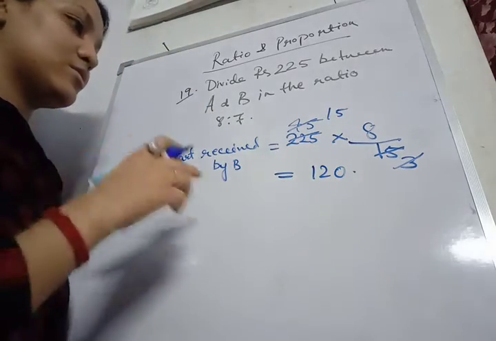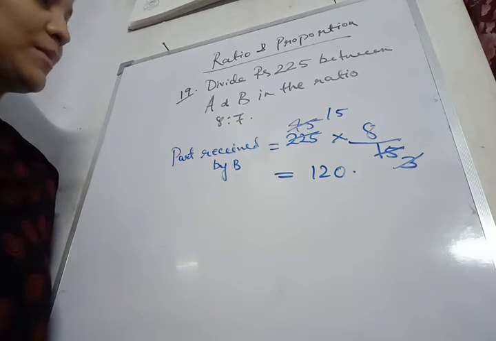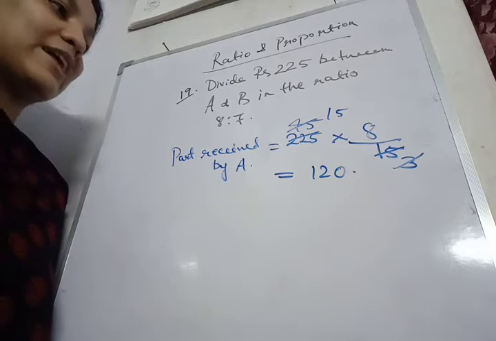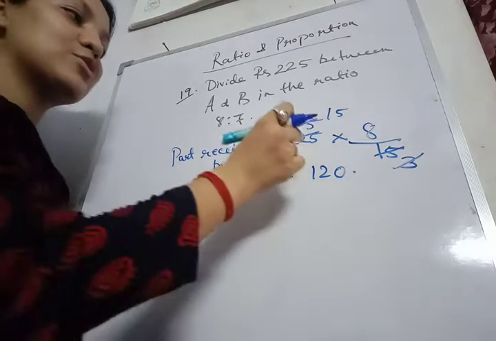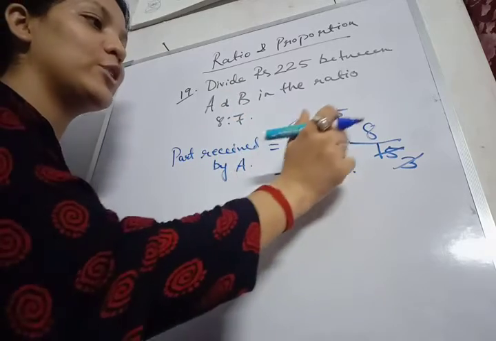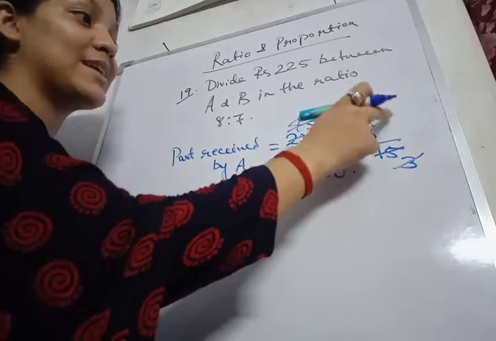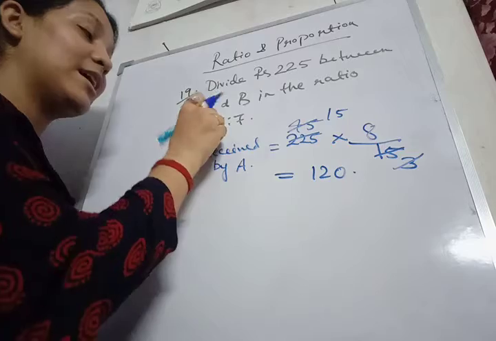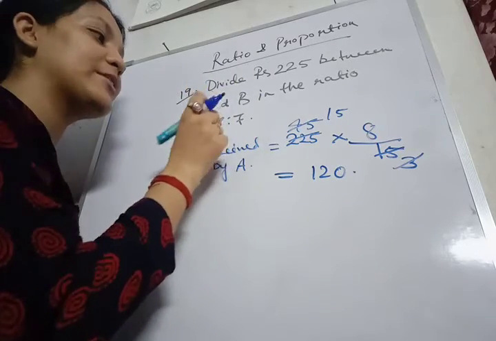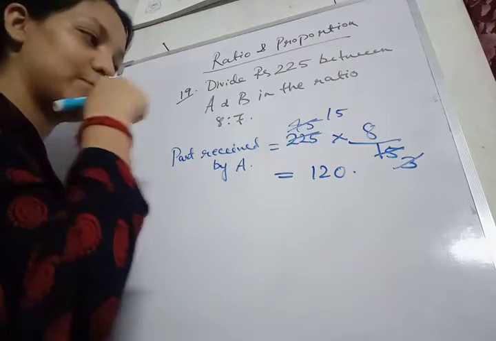So part received by A will be 120. Why? Because 225 will be divided between them. So for A, 225 into 8 by 15. Why 8 by 15? Because 8 belongs to the part that is to be given to A. And out of how much? What is the total part? Total part is 15. So 8 by 15 for A.